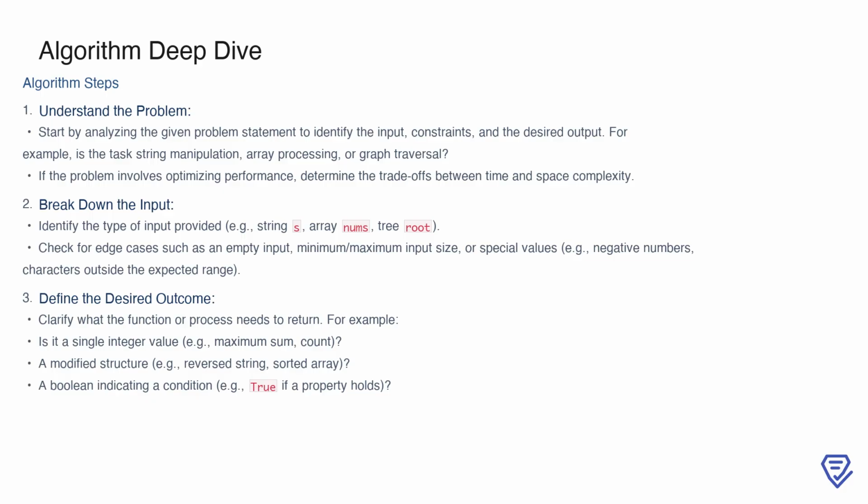Once you understand the problem, the next step is to break down the input. Identify the type of input you're working with, whether it's a string, an array, or perhaps a tree structure. Additionally, consider edge cases like an empty input, or inputs with minimum or maximum sizes, as these can significantly affect your approach. Finally, define the exact outcome your solution should produce. This might be a single value, such as the maximum sum or a count, a modified structure like a sorted array, or even a Boolean indicating whether a condition holds true. By clarifying these details, you lay the groundwork for a structured and effective algorithm design.